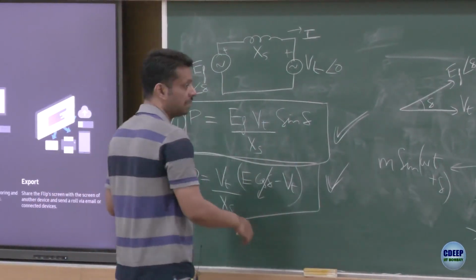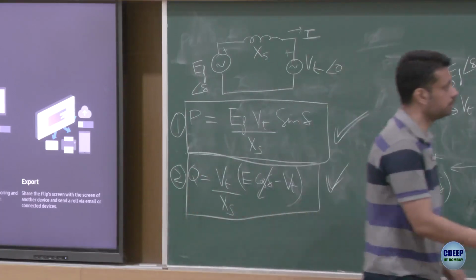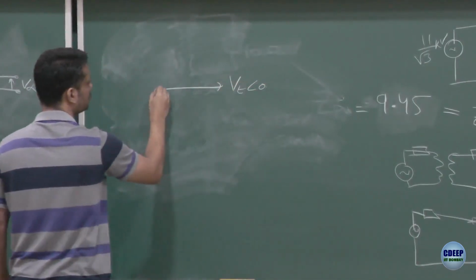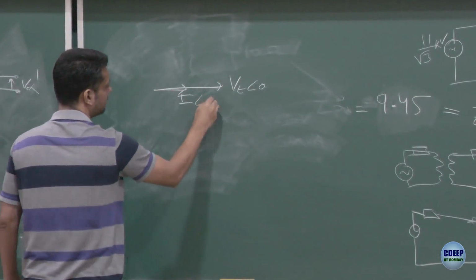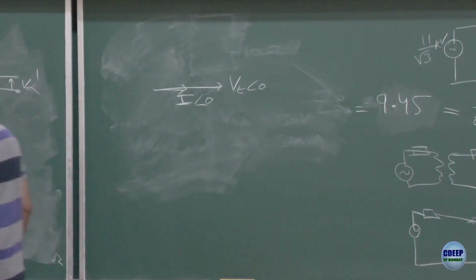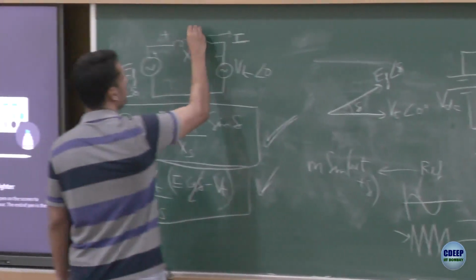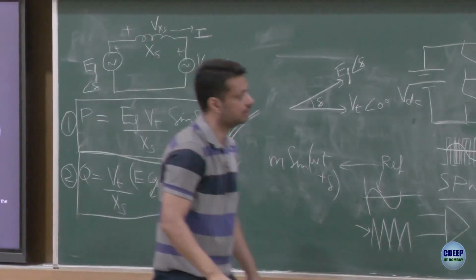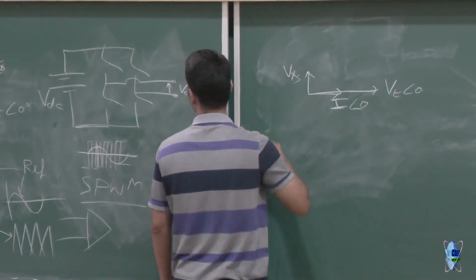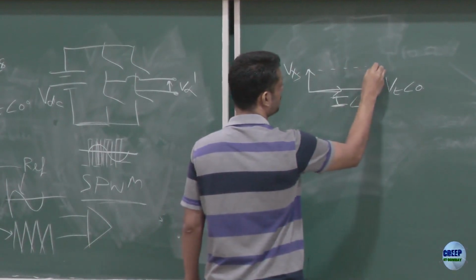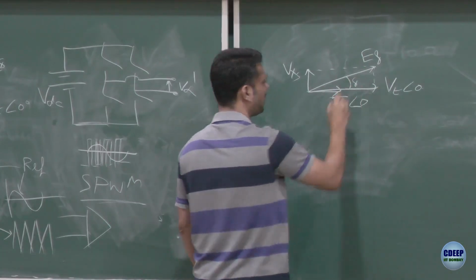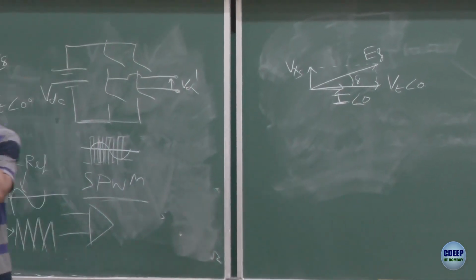Let us draw the phasor diagram and see if that is true. This is your Vt at an angle 0, and you are saying your current is also flowing at the same angle 0 with respect to Vt. So the voltage across Xs, V Xs, is like this, and therefore your Ef is this, which is at an angle 0. You can, why can you not? You can.